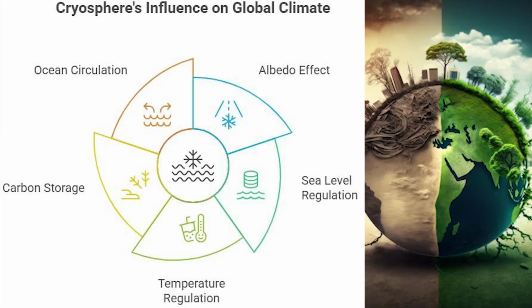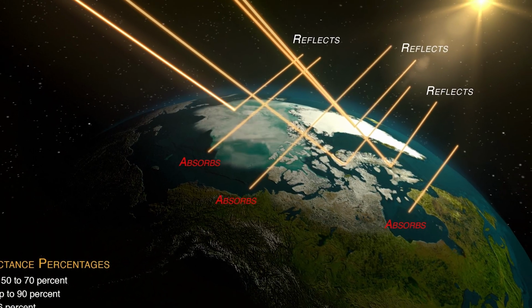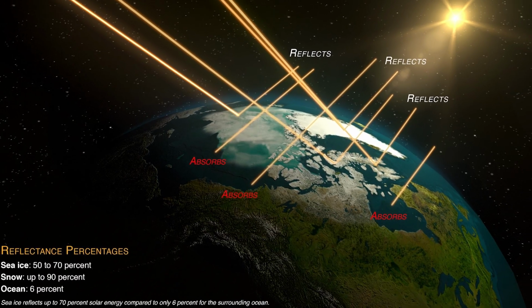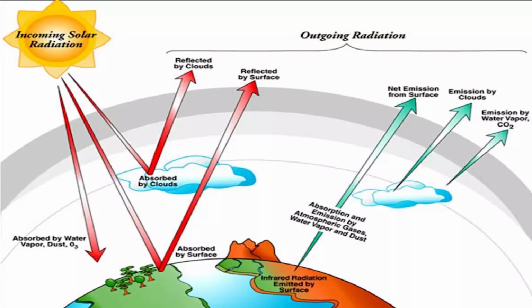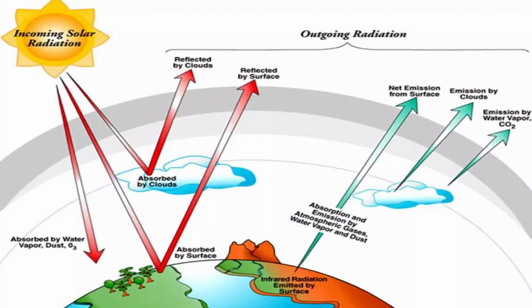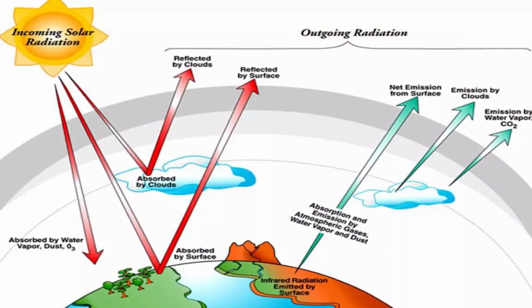Now, let me explain to you the cryosphere's impact on the Earth's energy balance. One of the most essential climatic functions of the cryosphere is its role in regulating the Earth's heat energy balance. The universal climatic system is governed by the balance between incoming solar radiation and outgoing terrestrial radiation.